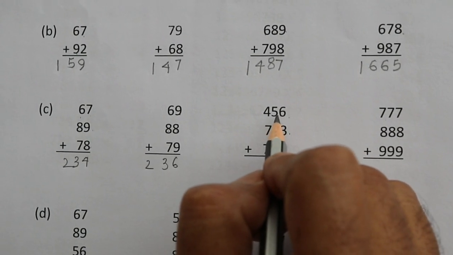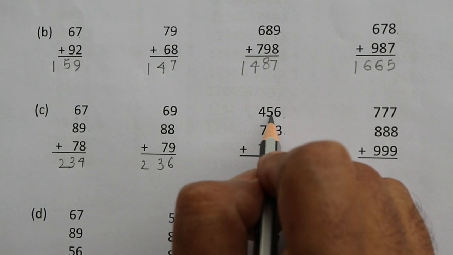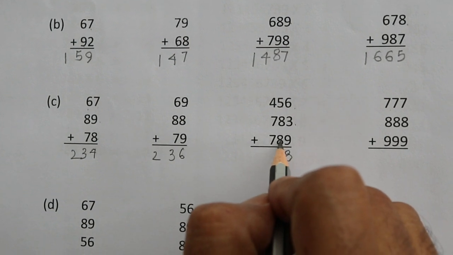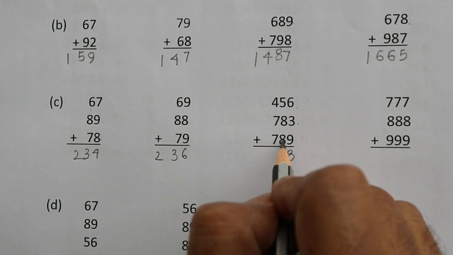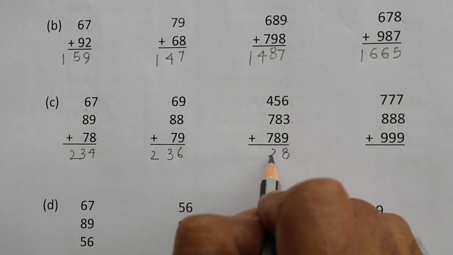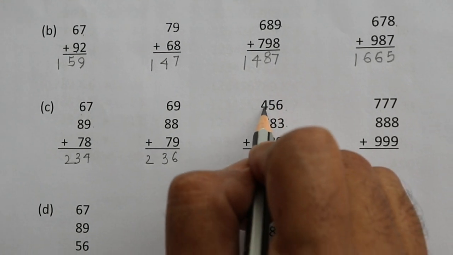Carry over 1. 5 plus 1, 6. Plus 8 minus 2. Plus 8 minus 2. Algebraic sum minus 4. 6 minus 4, 2. Carry over 2. 4 plus 2, 6.